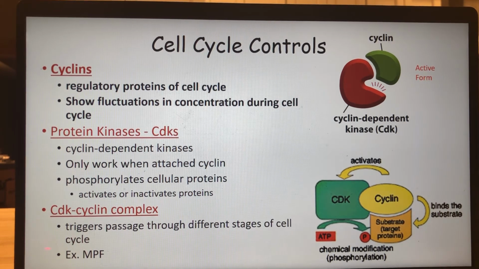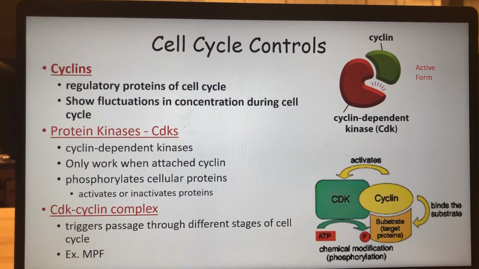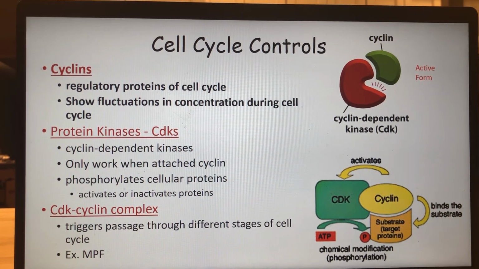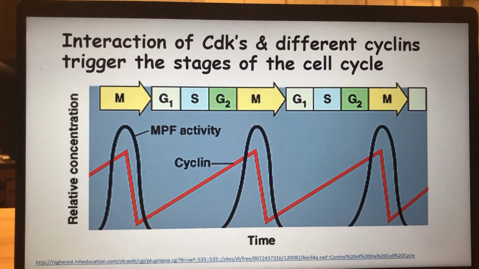MPF, your book talks a lot about, that is just an example of a cyclin CDK complex, okay? The way it works with these guys, this is showing you where MPF, which is again a CDK, its activity increases when the cyclin associated with it peaks. Its activity decreases immediately when the cyclin number decreases immediately.